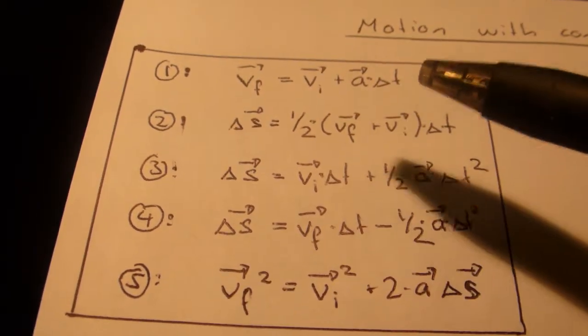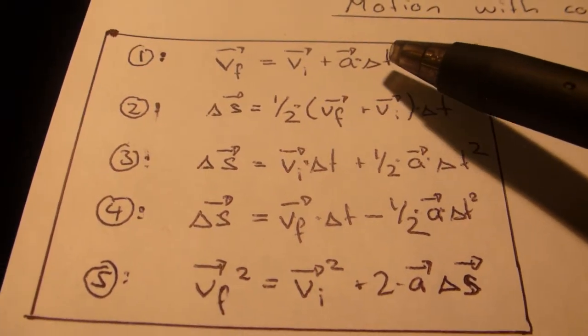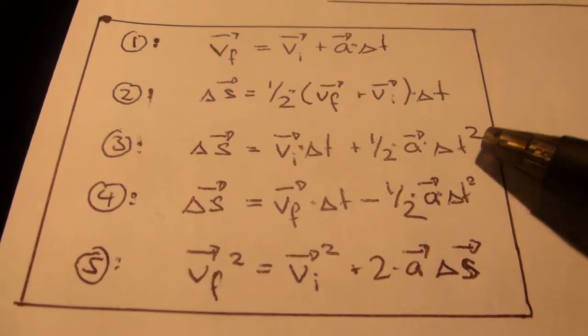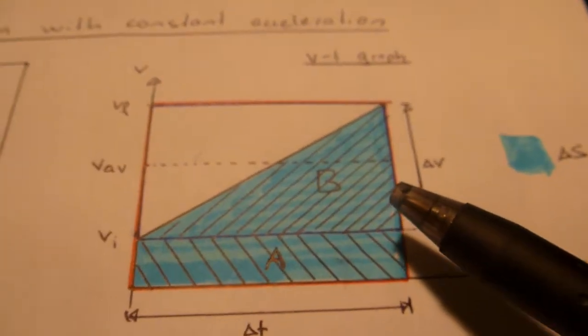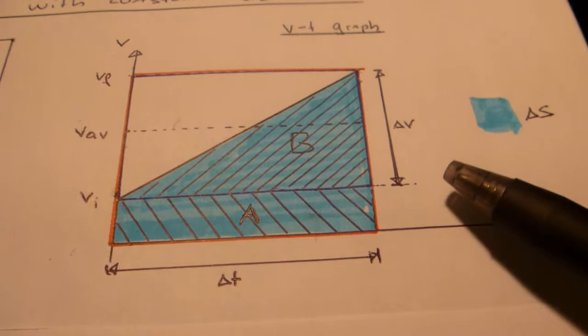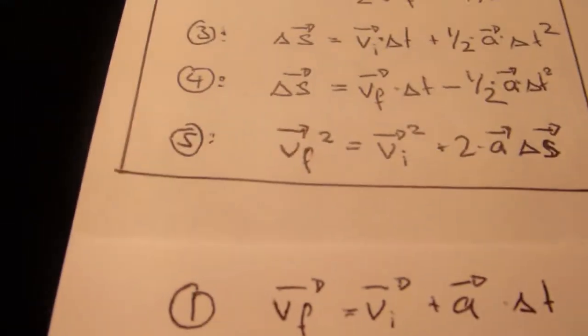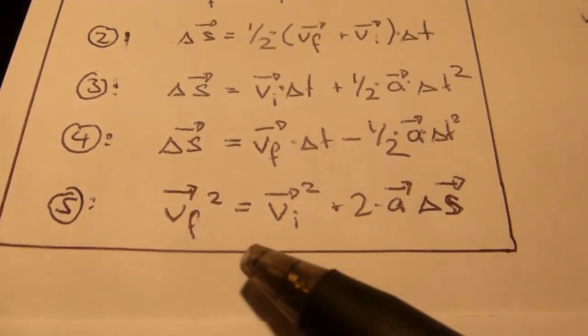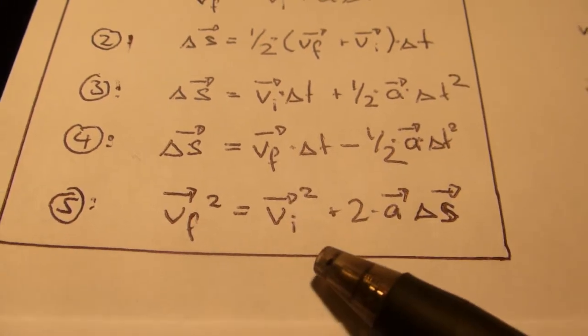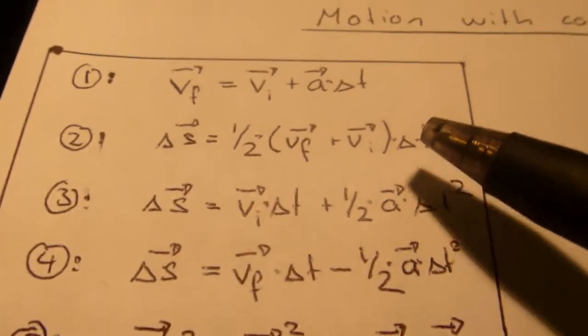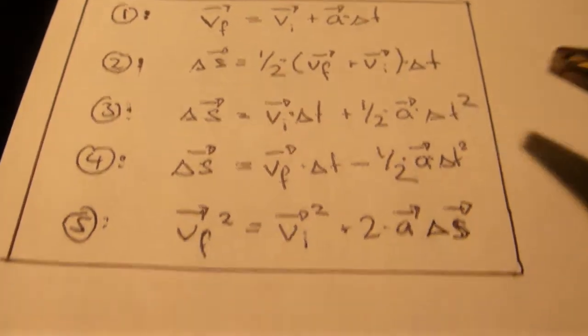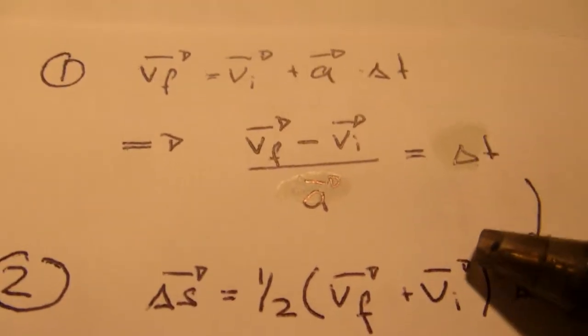So far we have found out how we get to equations 1, 2, 3 and 4 by just looking at the VT graph. For number 5, we actually can't look directly at the VT graph, but we can find it by combining number 1 and number 2. How do we do that?